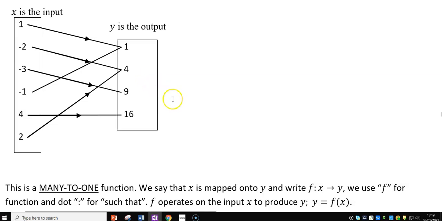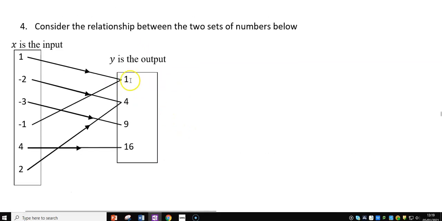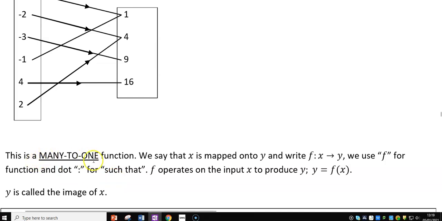If you were to reverse this, however, this is very important. Instead of reversing, the word is inverse, find the inverse. 1 would go to 1, and 1 would also go back along to minus 1. Likewise, 4 would go to minus 2, and 4 would go to 2. So the many to one function is fine, but its inverse would not work. You'd have to do something a wee bit special, as we'll see later on, to make the inverse actually still be a function.